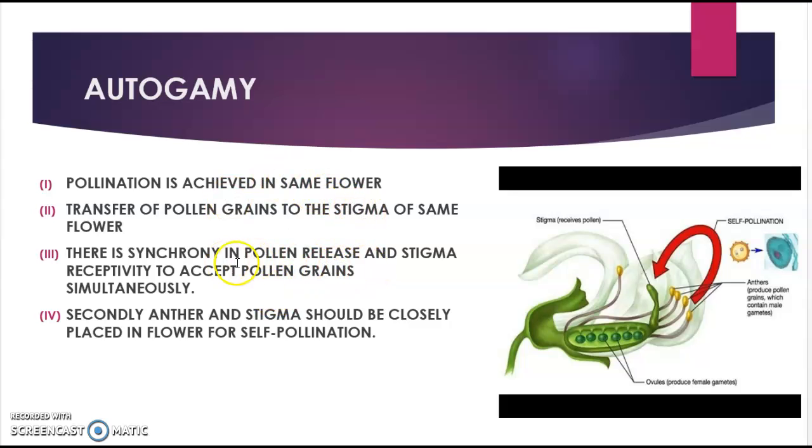Unless there is synchronization in pollen release and stigma receptivity, so that it can accept pollen grains simultaneously. Secondly, the anther and stigma should be closely placed in the flower for self pollination. In the figure you can see that this is the stigma and this is the anther, and these are of the same flower, so this is self pollination and they are closely placed.